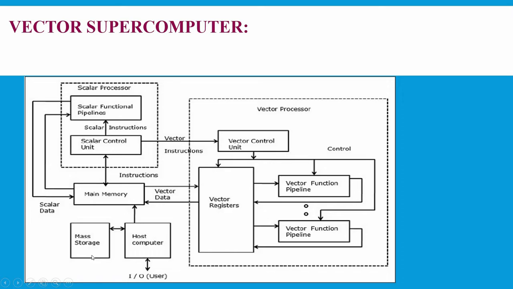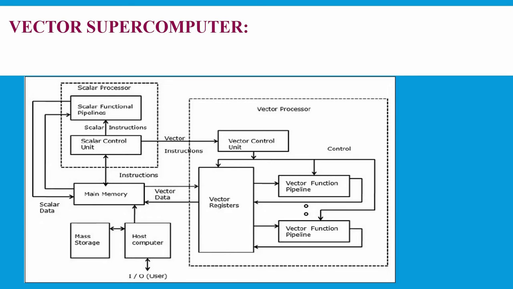In this diagram, instruction and data transfer from mass storage to host computer. Mass storage can hold a huge number of data and instructions. Required instructions are transferred to the host computer. Host computer transfers that instruction and data to the main memory.